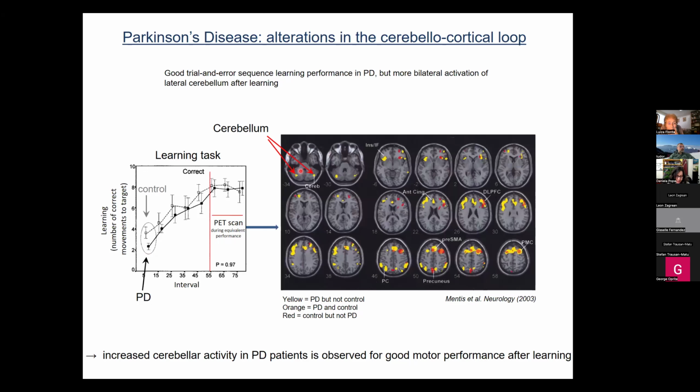And we can see here that in the case of this learned movement, we have an overactivation here in yellow of the bilateral cerebellum. And this is also coupled with overactivation in another region in the hemisphere that is ipsilateral to the movement. So we have these compensatory overactivations in the Parkinsonian patients that help the patients to perform the task as well as the controls.